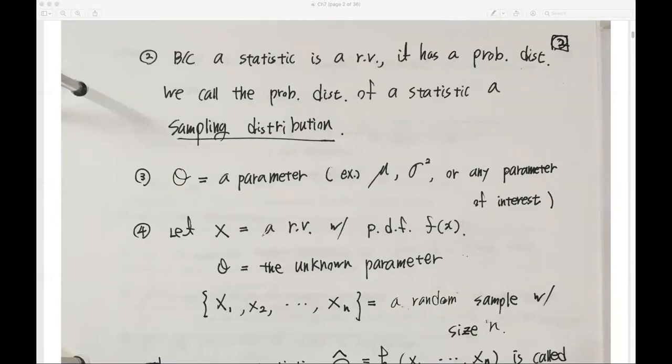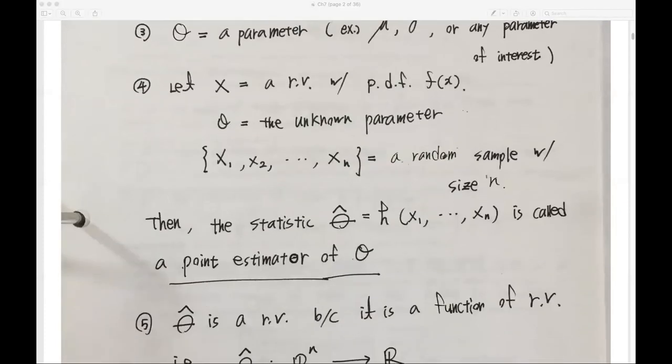X is a random variable with a probability density function f of x, and theta is an unknown parameter. Then x1 through xn is a random sample of size n. So the capital letter X denotes a random variable with PDF f of x, and theta is the unknown parameter, and x1 through x sub n are used as the sample data. This is the set of all sample data. Now, the statistic theta hat.